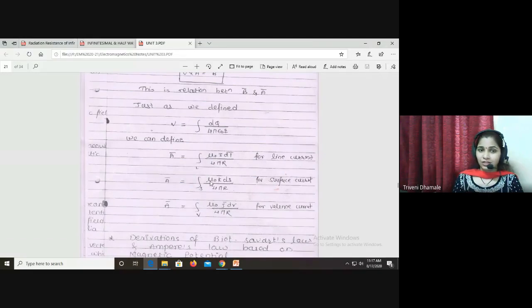For surface current, it is mu 0 K dS divided by 4 pi R. Okay, this is the general formula for the magnetic vector potential A bar. Note this down in your notebook. Whatever this I is, it is the current distribution along your dipole length.